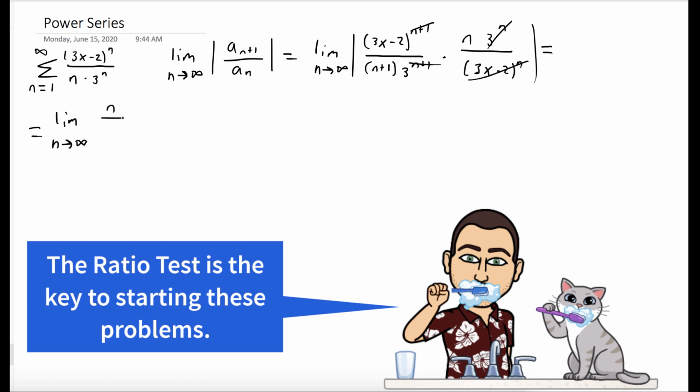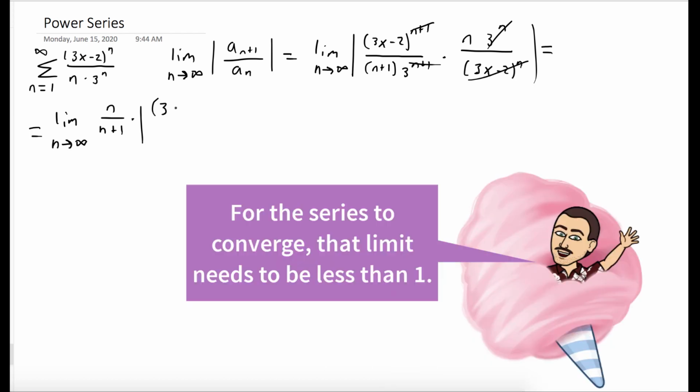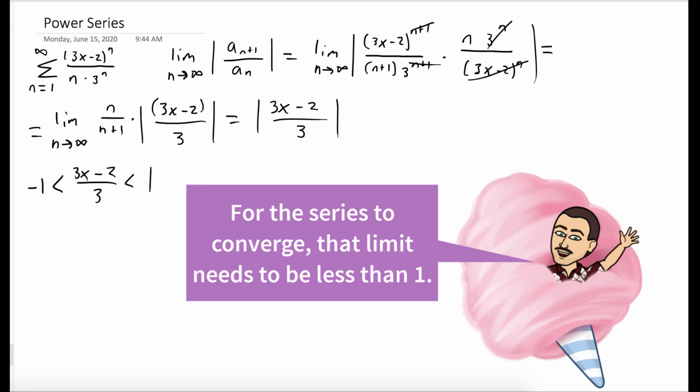Well, n is a positive number here, so we could factor it out without the absolute value. So it's n over n plus 1 times the absolute value of (3x minus 2) over 3. The limit as n goes to infinity of n over n plus 1 is just 1, so we're left with the absolute value of (3x minus 2) over 3. We want this absolute value to be less than 1. Another way to write that is negative 1 is less than that term, which is less than 1.